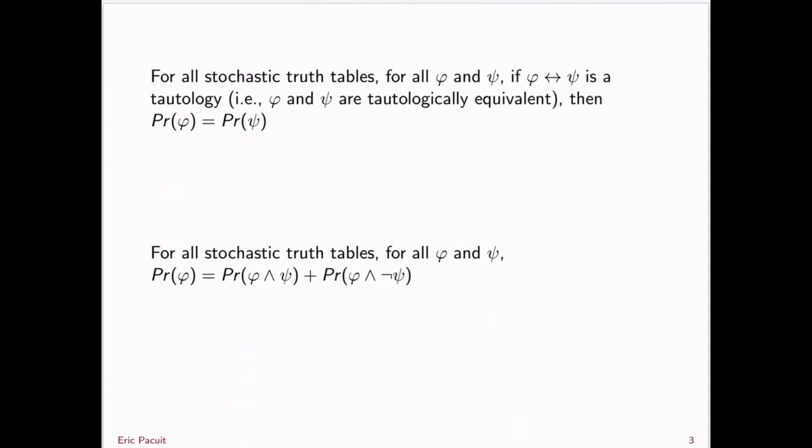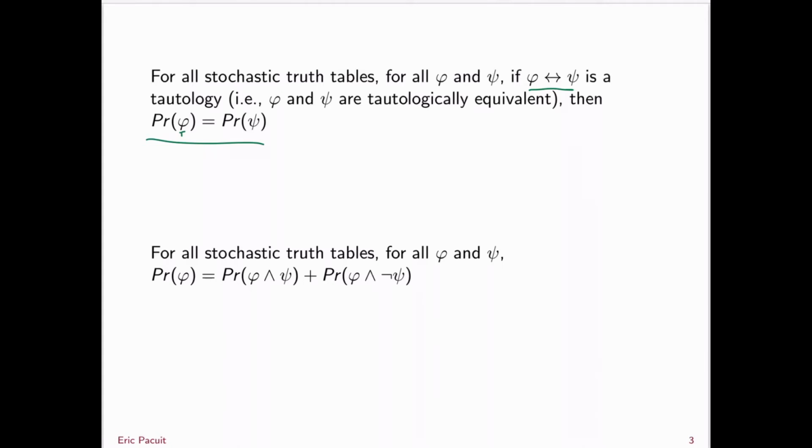Two other properties. The first one is that in all stochastic truth tables, for all formulas phi and psi, if phi if and only if psi is a tautology, that is, phi and psi are tautologically equivalent, then their probabilities have to be the same. This is relatively easy to see because the probability of phi is the sum of all the probabilities of the rows in which phi is true, and the probability of psi is the sum of the probabilities of the rows in which psi is true. But if phi and psi are true on exactly the same rows, then you're going to be adding up the same numbers. So if two formulas are tautologically equivalent, then they must be assigned the same probability.